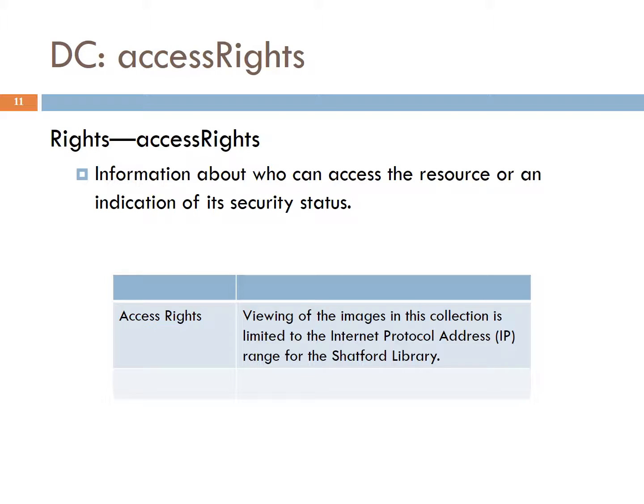Now, remember that in Qualified Dublin Core, there are some additional elements that really refine the rights statement, and one of those is access rights. It's basically information about who can access the resource or an indication of its security status. And we have an example here. Under access rights, viewing of the images in this collection is limited to the Internet Protocol address range for the Shatford Library. So this collection has been restricted in some way.